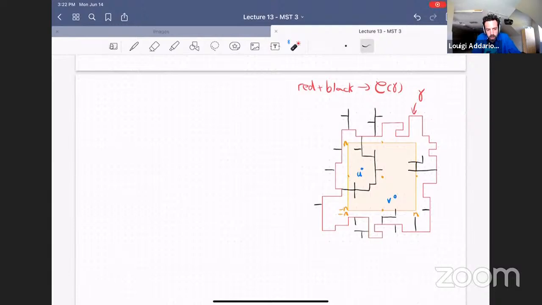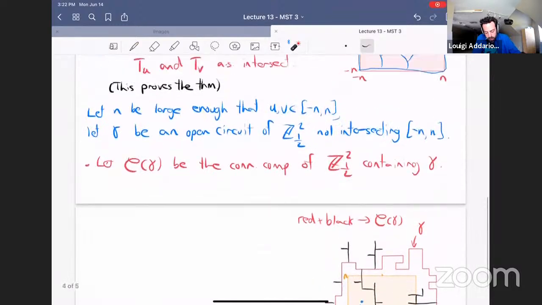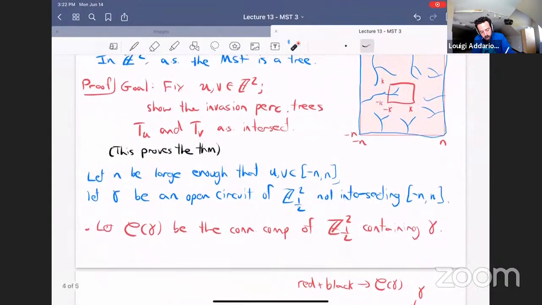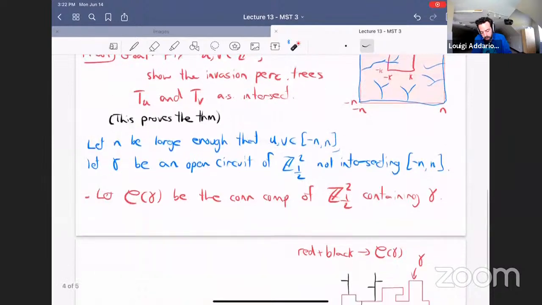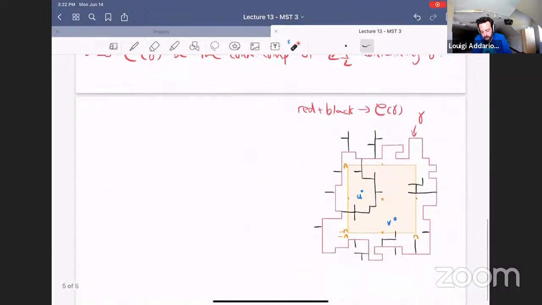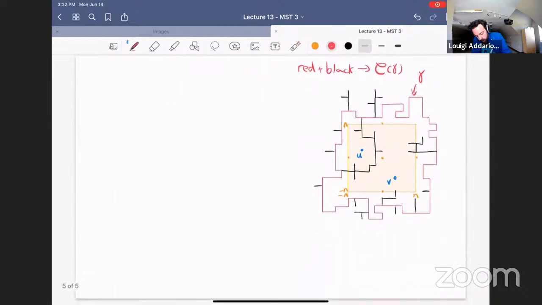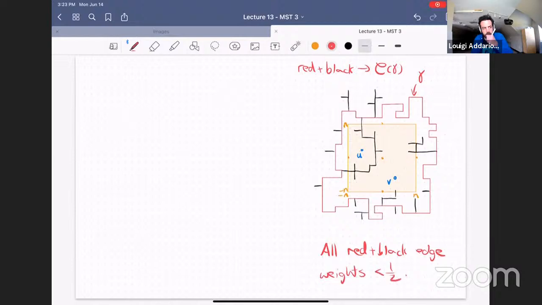This is a connected component with all edge weights less than a half. So I've taken an open circuit here rather than a closed circuit. There was a question in the chat whether these are edge weights greater than or less than a half. Let me say, that's important: all red and black edge weights are less than a half. Okay.